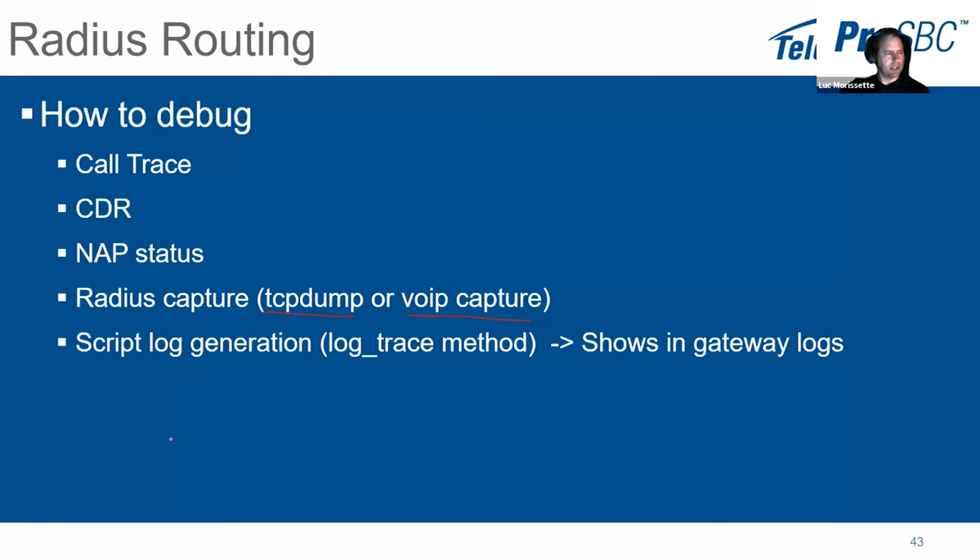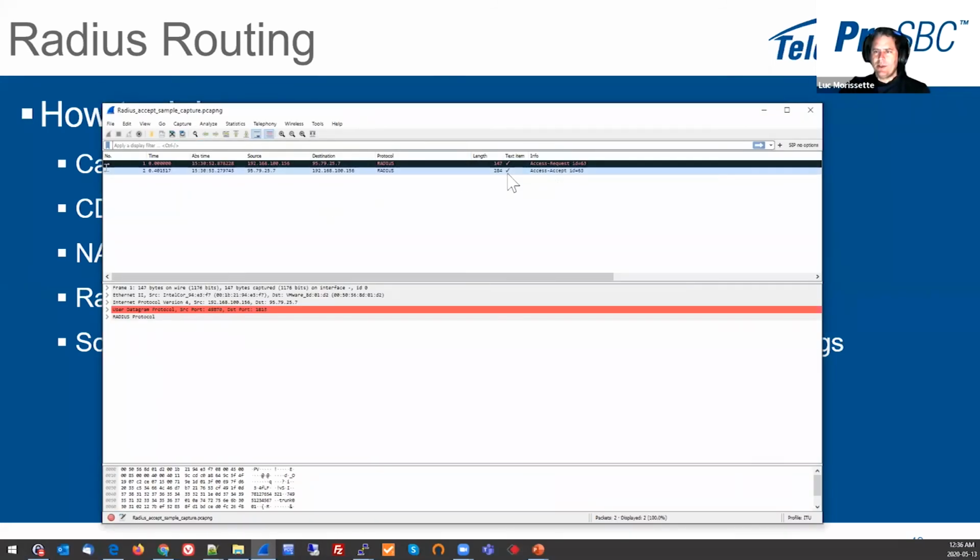Maybe I can just show one more thing I saw here. You see access request and access accept. Access request is sent from the SBC to the radius server, and access accept means that the call was accepted, because it could also be access reject. So that's the other answer you can get from the remote side.